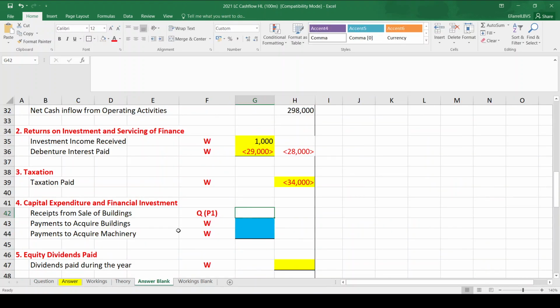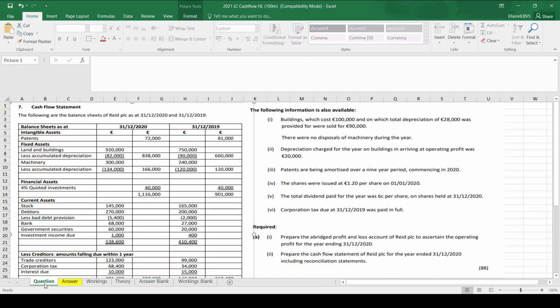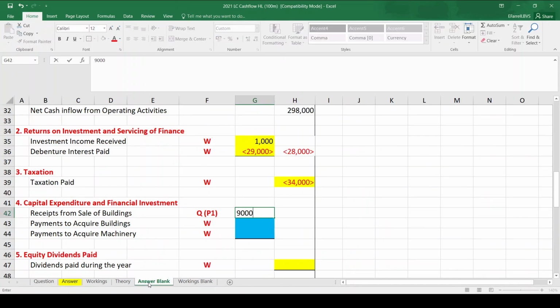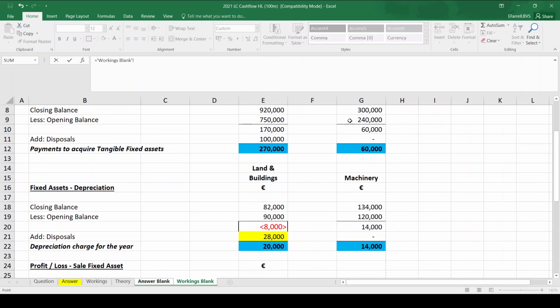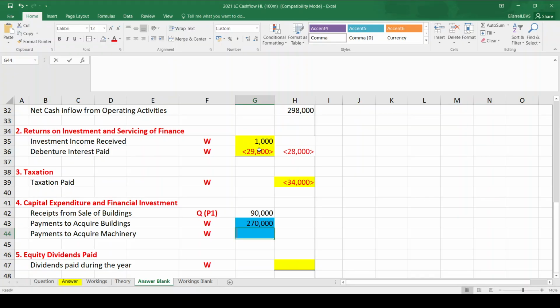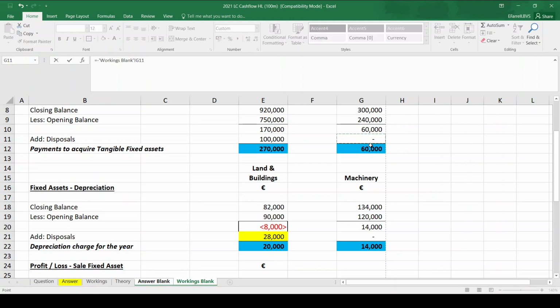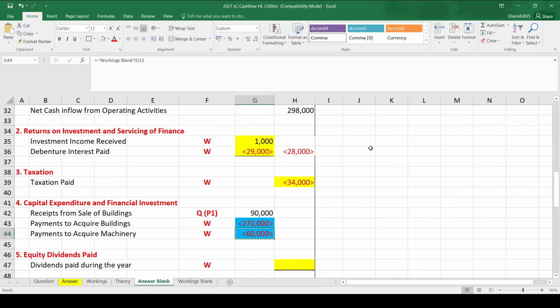So I just have to look at my fixed assets. The receipts from the sale of the buildings: I was told in the question that we received 90,000. They were sold for 90,000. So that's coming from the question here, 90,000. And from my workings, I can see what I paid to acquire land and buildings. I paid 270,000, and that should be a minus figure. So the receipt is a plus figure because there's money in. The payment is a minus figure, money out, cash out. And again, the payment to acquire machinery, 60,000, will be a negative. So they come to minus 240,000.